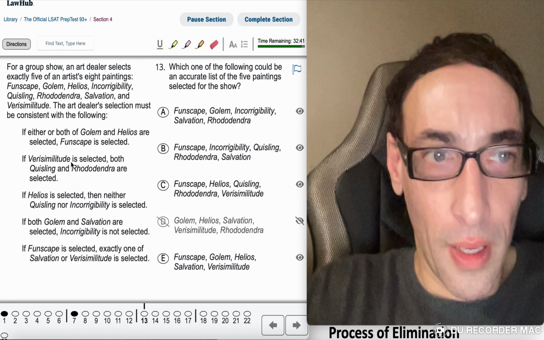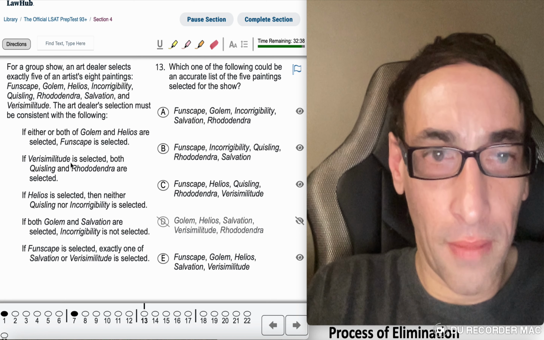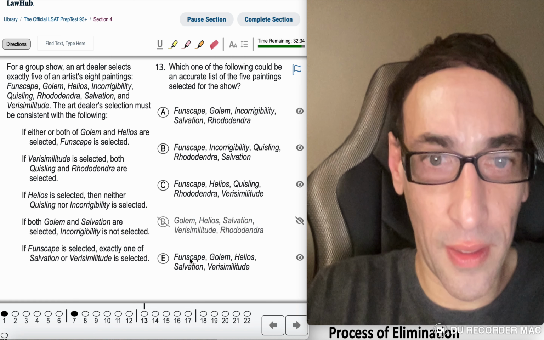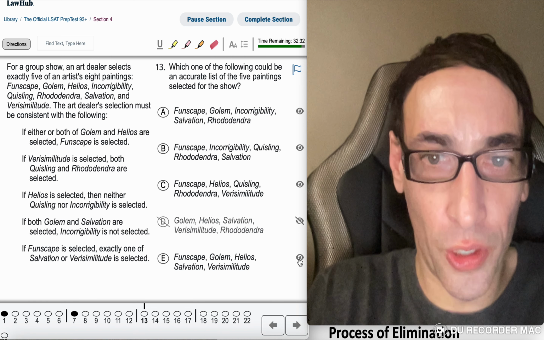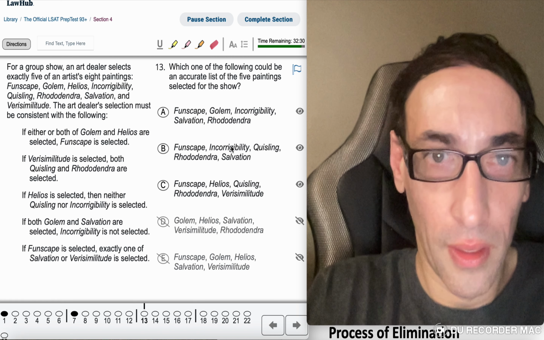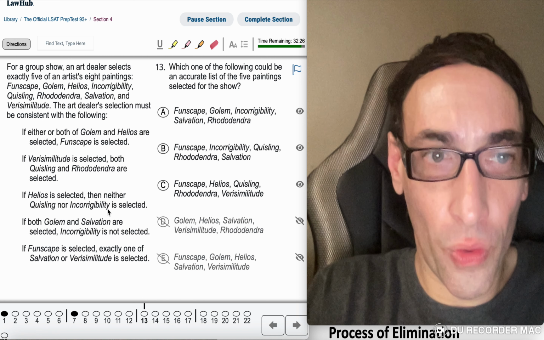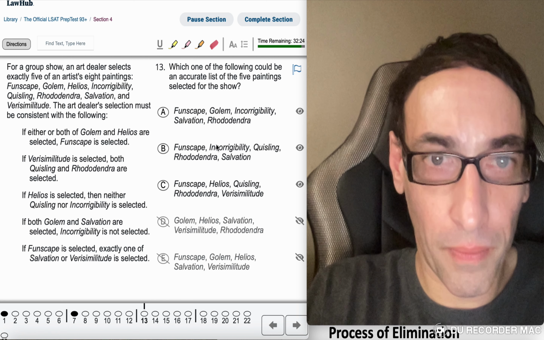Okay. Second condition. If V is selected, both Q and R are selected. So if V is selected, okay, I see V selected here, but I don't see Q and R. If H is selected, then neither Q nor I is selected. So I'm looking for H. And I don't want to see Q. Okay, I see it here, so I'll eliminate.